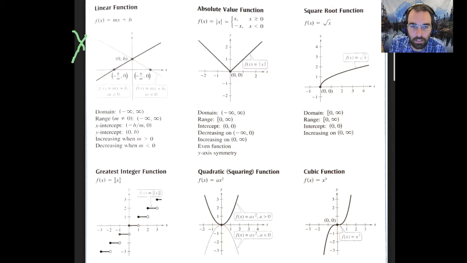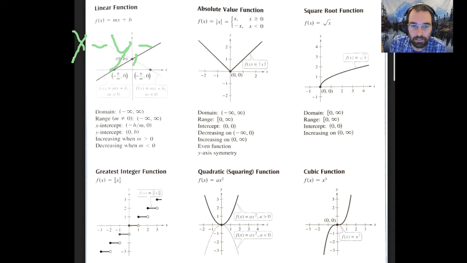So y minus y1 equals m, ooh, that's an m, times x minus x1. You guys need to know this as well, so make sure you know how to do that. I'm a little sad that it's not up there.